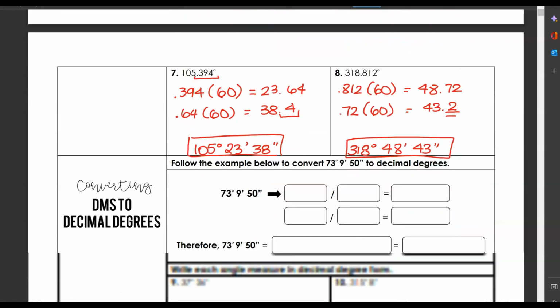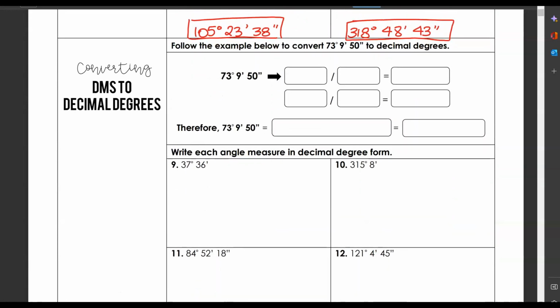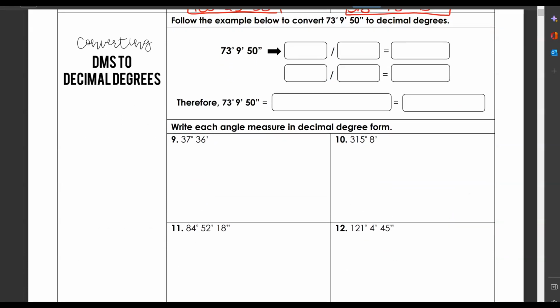All right, let's look now. What about converting degrees, minutes, seconds to decimal degrees? So if I have 73 degrees, 9 minutes and 50 seconds, what would that look like? So now instead of multiplication, we're going to be doing the division. So those 9 minutes, I'm going to divide that by 60. So when I divide that by 60, I end up with 0.15.